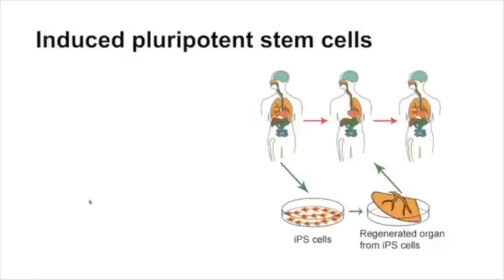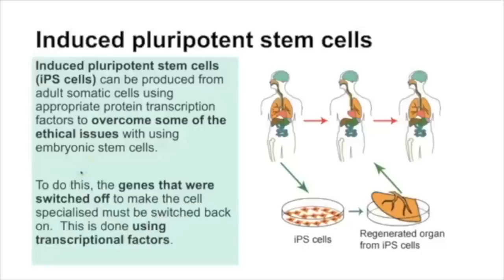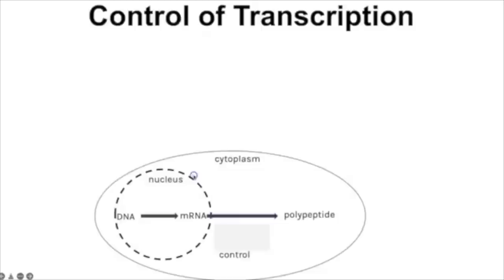Now, there are quite a few ethical issues with using pluripotent stem cells from embryos, and that is why induced pluripotent stem cells are now used. So these can be produced from adult body cells, that's what somatic means, using protein transcription factors to overcome the ethical issues. So what you would do is take a sample of the adult cells, which we can see here, a sample from the liver, and if you switch the genes off that made those cells specialized, then you can turn those cells back into their pluripotent state. So this links to the theory of transcription factors.